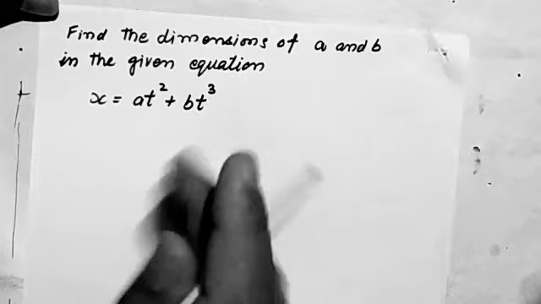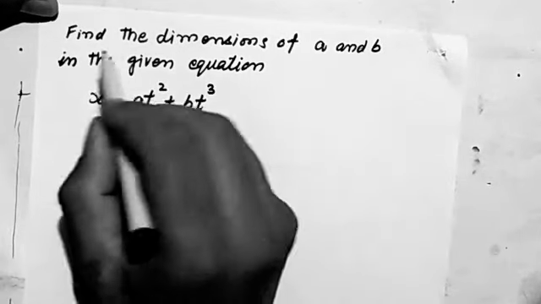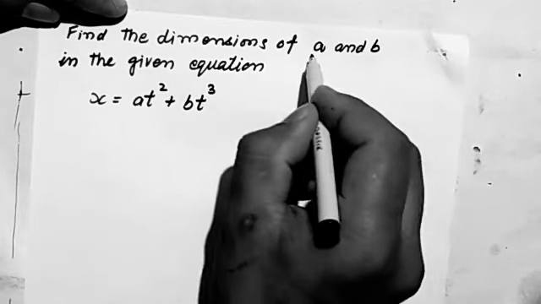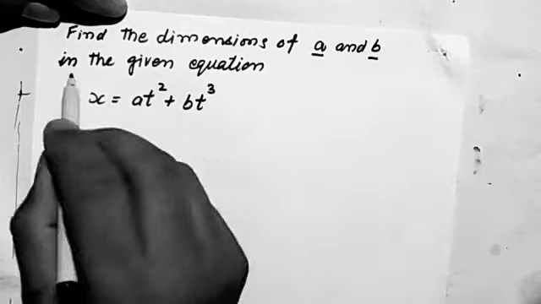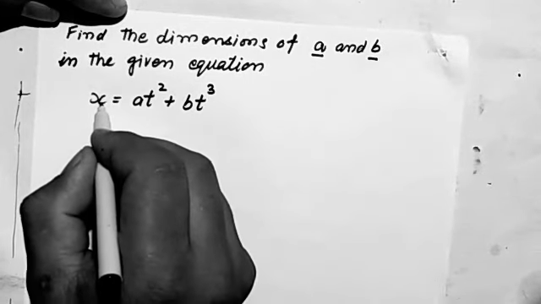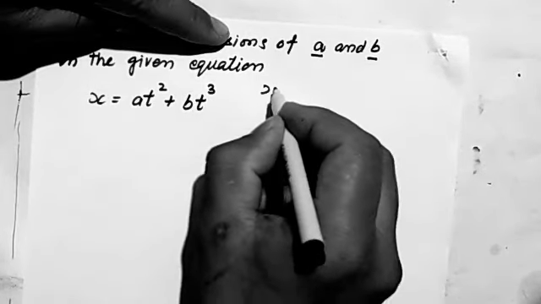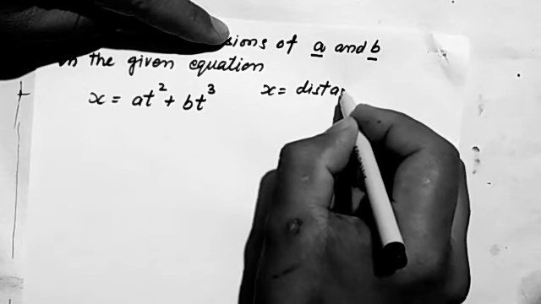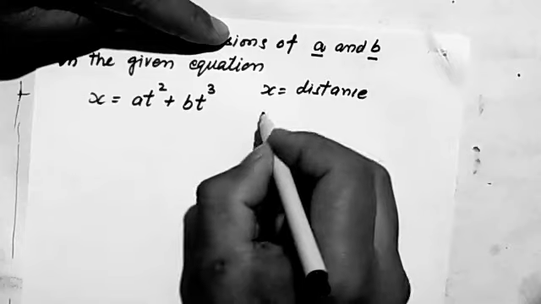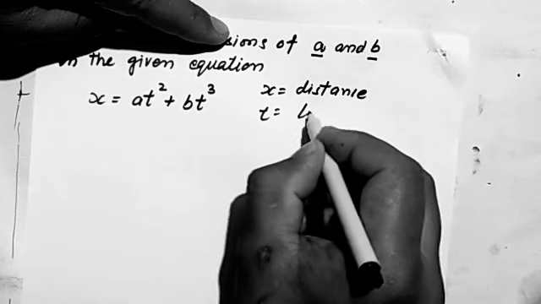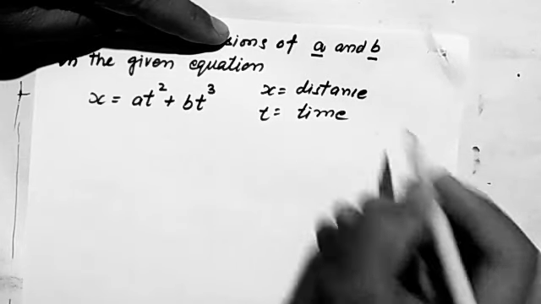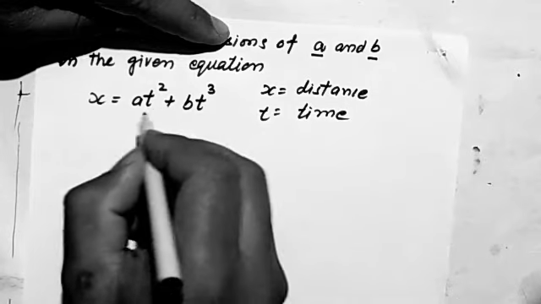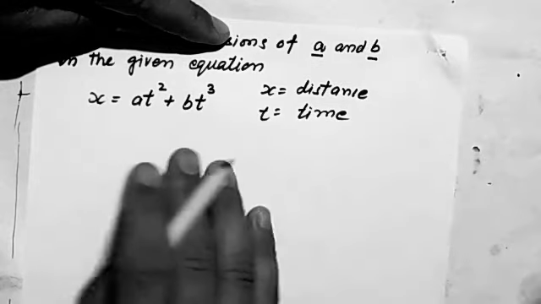So here is one more question of the same type. Find the dimensions of A and B in the given equation. In this question, it is given that x is the distance and small t is the time, and A and B are the constants whose dimensions are to be calculated.